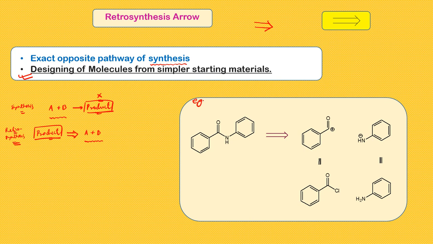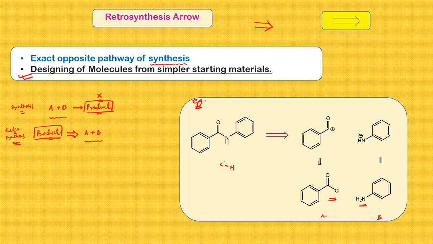Let's talk about a simple example so that we can understand it more easily. In this example we are observing an amide. How can we synthesize this amide? If we start with simple molecules like this amine and this acyl chloride, and react the amine with the acyl chloride, then as we know from the reaction mechanism, this nitrogen will attack the carbonyl group and the Cl will get displaced, and there is a formation of the new carbon-nitrogen bond.